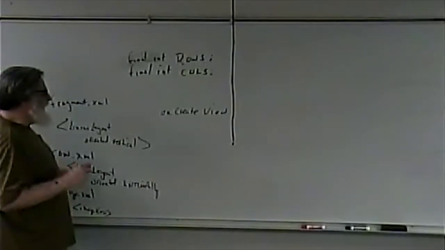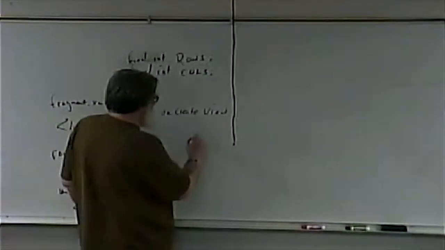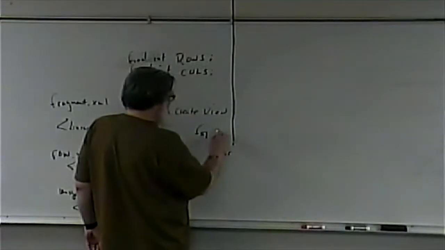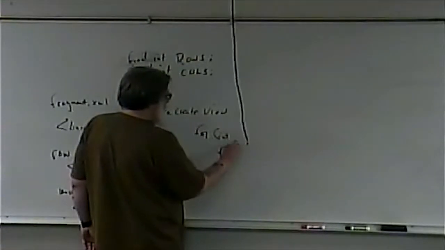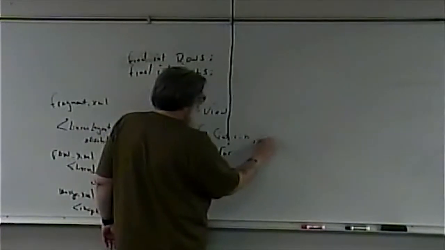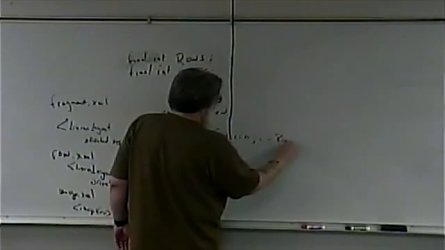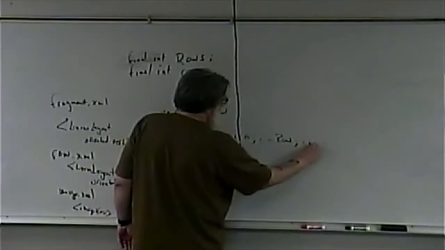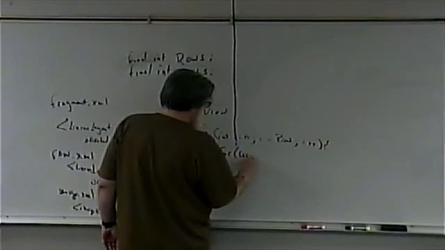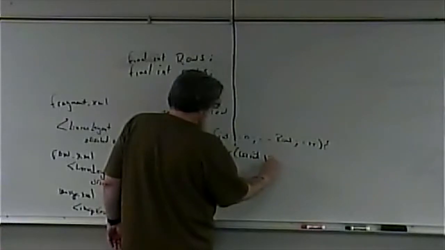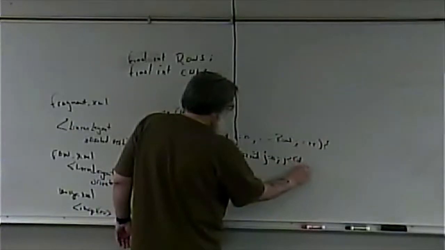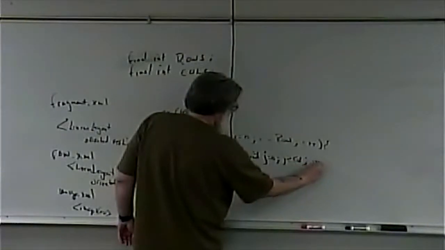So what I do is in onCreateView, I essentially have two loops. So nested for loops. This one's going to go for int i equals zero, i less than the number of rows, i plus plus. This one's going to go for int j equals zero, j is less than columns, j plus plus.